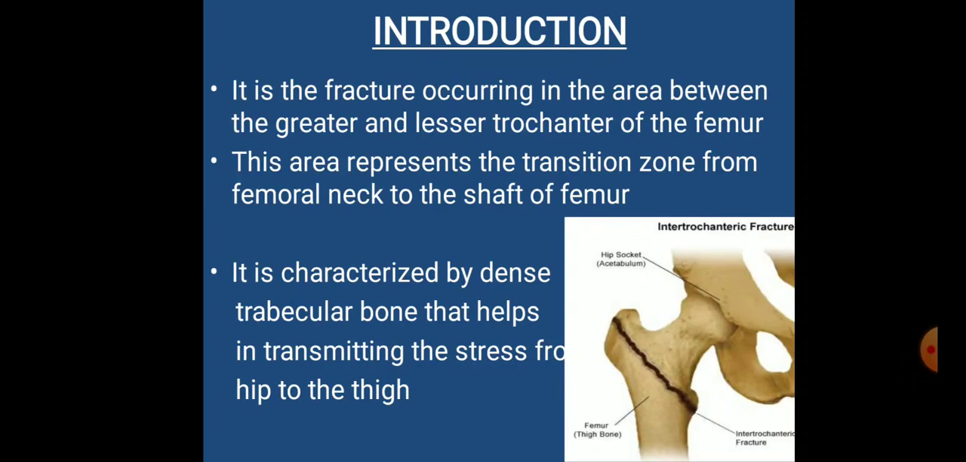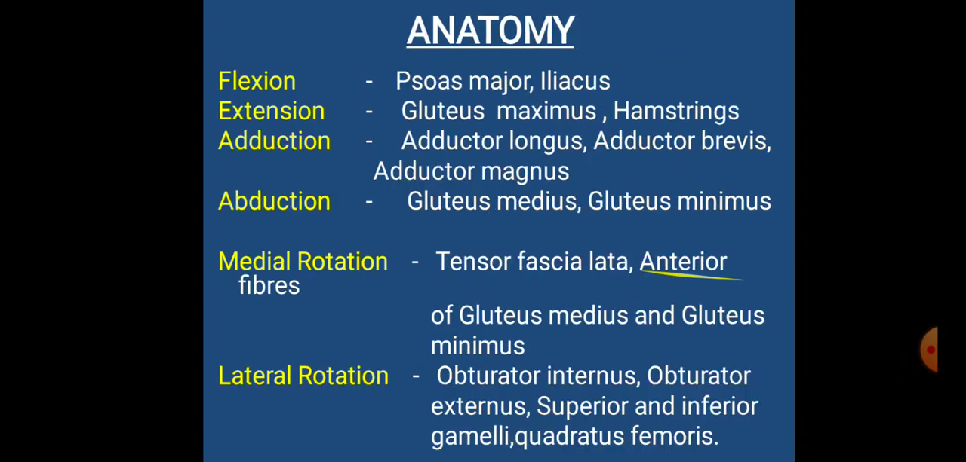So, coming to the introduction, it's a fracture occurring in the area between the greater trochanter and lesser trochanter of the femur. This area represents the transition zone from the femoral neck to the shaft of the femur. It is characterized by dense trabecular bone that helps in transmitting the stress from the hip to the thigh. As you can see on the right hand side, there is a fracture line extending from the greater trochanter to the lesser trochanter.